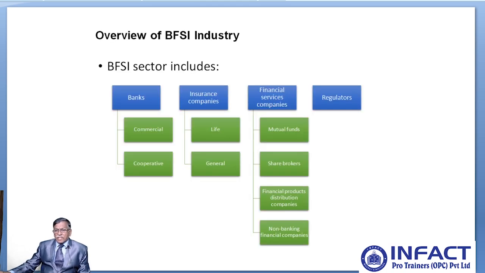Now the BFSI sector includes banks, insurance companies, financial services, and we have regulators for these industries. Under banks, we have commercial banks and cooperative banks. If you look into insurance, we have life insurance and general insurance. Under financial services companies, we have mutual funds, share brokers, financial products distribution companies, and non-banking financial companies.